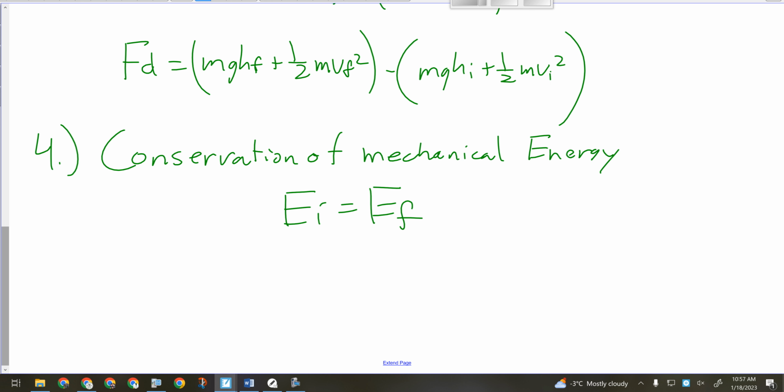So that could be like a roller coaster question, or a kid going down a hill on a sled, or a bomb being dropped out of a plane, or any number of situations where only gravity is causing the change in energy. There's no friction or anything like that. So the energy at the beginning and the energy at the end are the same. You'd either be asked to solve for a height or a speed, because when it comes down to it, this is what we have.